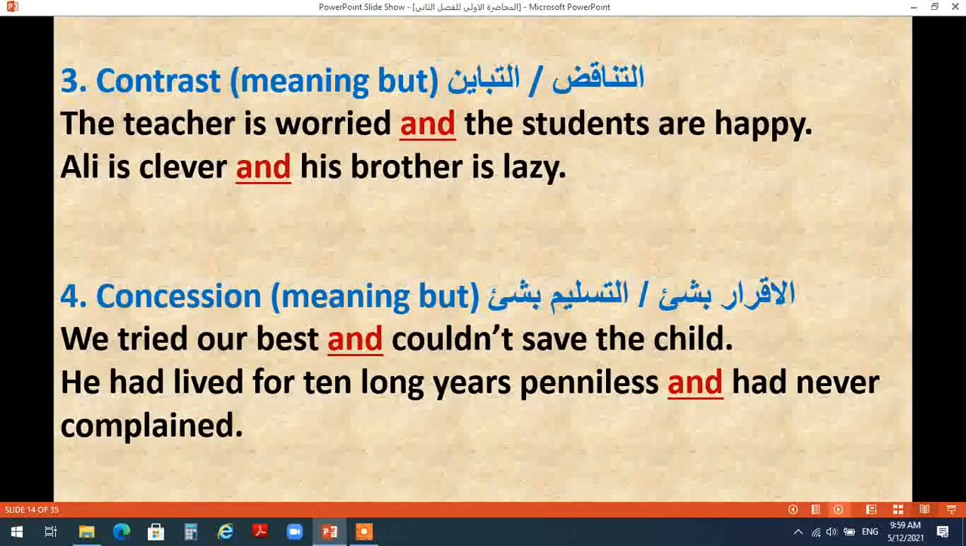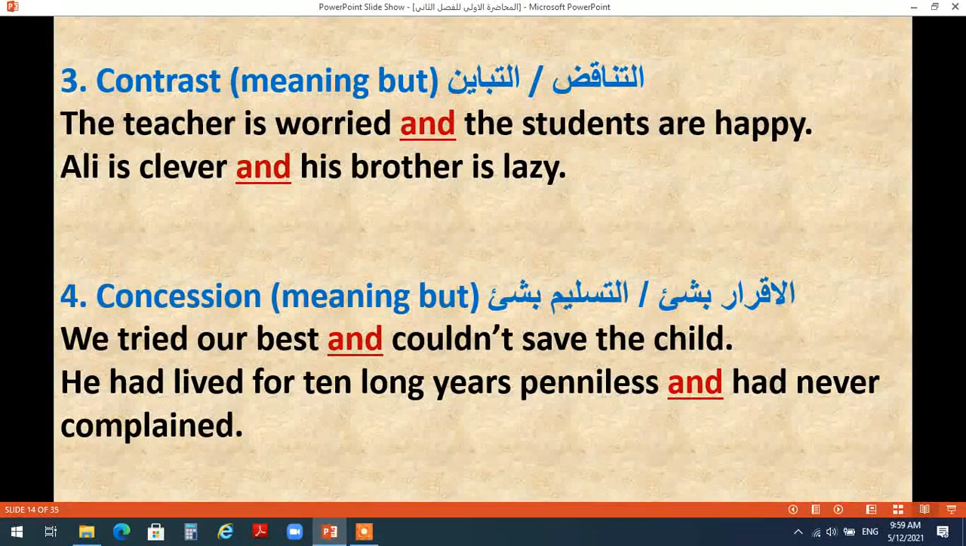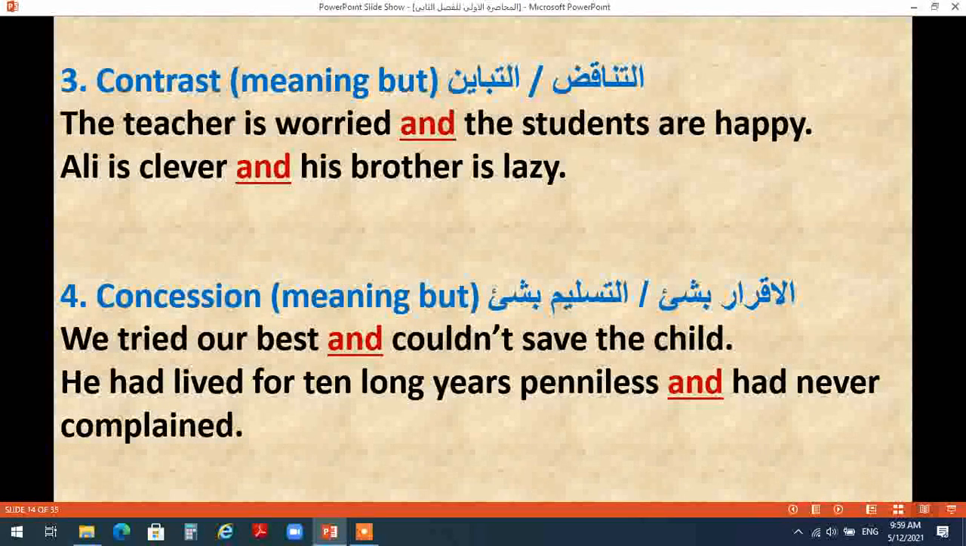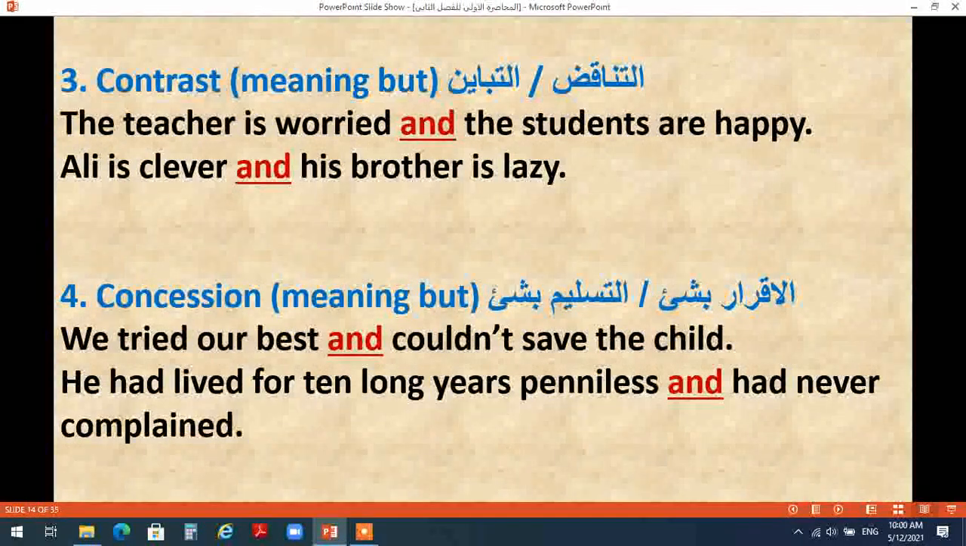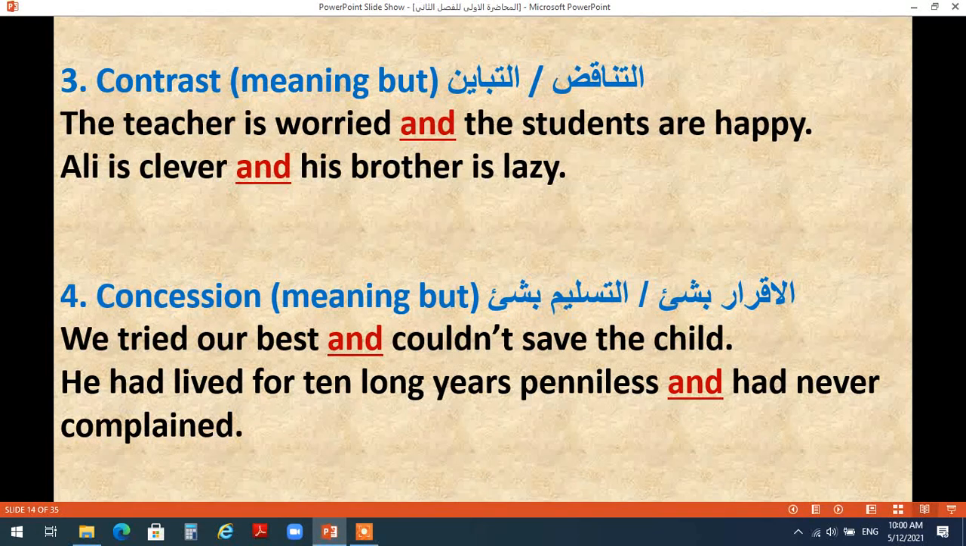Now we move to the other relationships. Number 3, we have contrast أو يعني the same meaning of but. إذا ممكن أن تستخدم and أحيانا للإشارة إلى التناقض أو التباين. For example, the teacher is worried and the students are happy. نلاحظ هنا أكو علاقة contrast، أكو تناقض. The teacher is worried بينما students are happy. إذن we have contrast. Or Ali is clever and his brother is lazy. أيضا هنا نلاحظ وجود صفتين متناقضتين تماما clever and lazy. إذن عبرنا عن هذا التناقض باستخدام and.